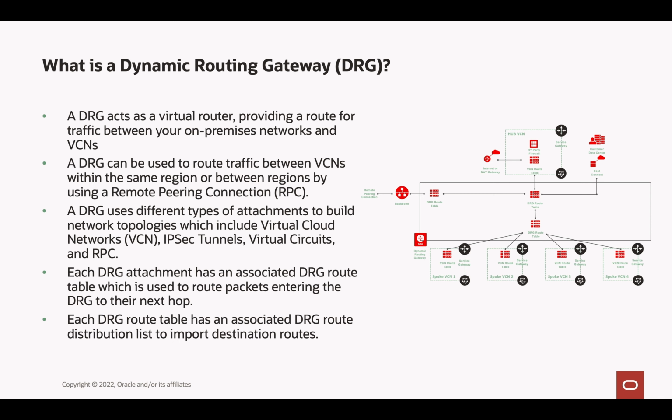If we were to take a look at the topology on the right-hand side of the screen, the DRG, which is the main focal point, would be the big rectangle shape. Within the DRG, you'll have several DRG route tables. These DRG route tables will have corresponding route distributions. And by using these route distributions, we can selectively import the routes and CIDRs we want to a given DRG.